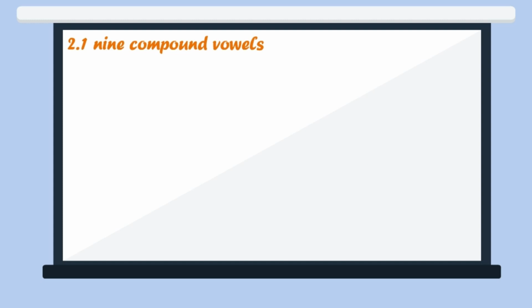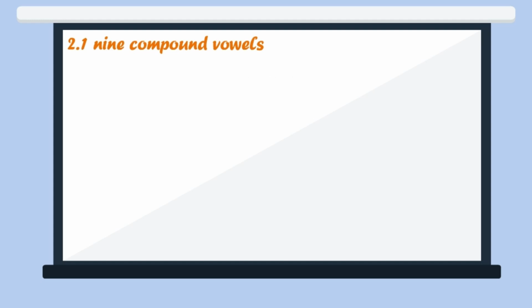The seventh compound vowel, ua. This is a rising compound. This sound can be produced by first pronouncing the simple vowel u, and then followed by another simple vowel a. Please repeat after me.